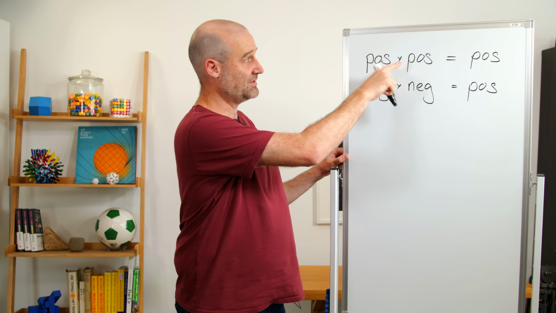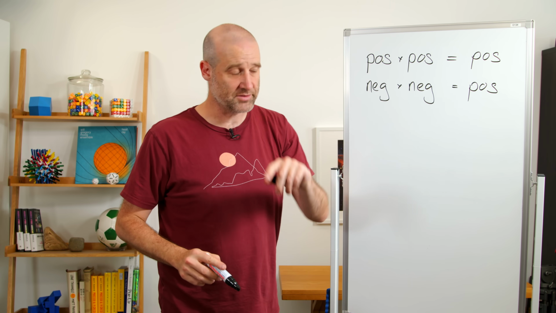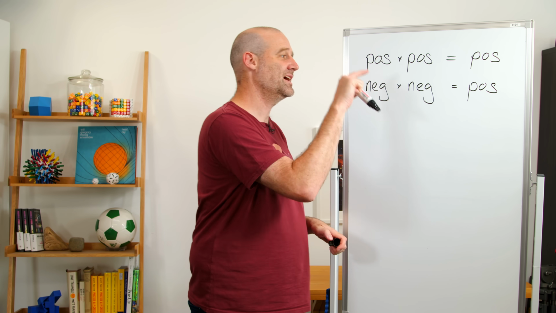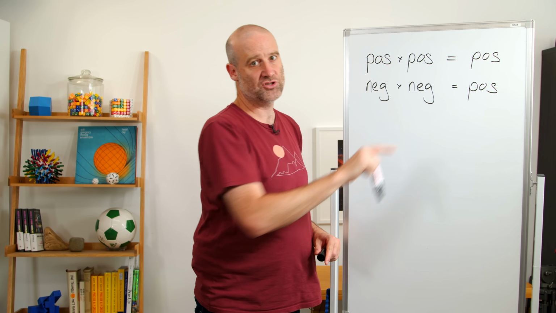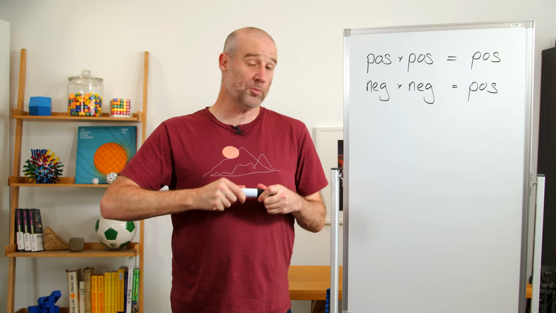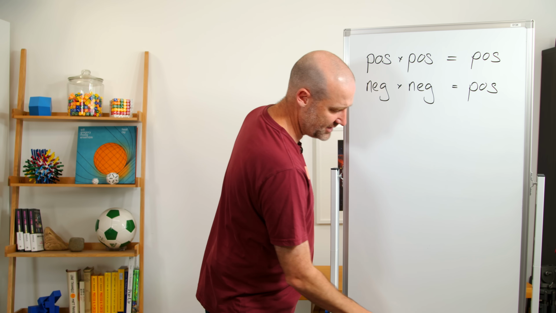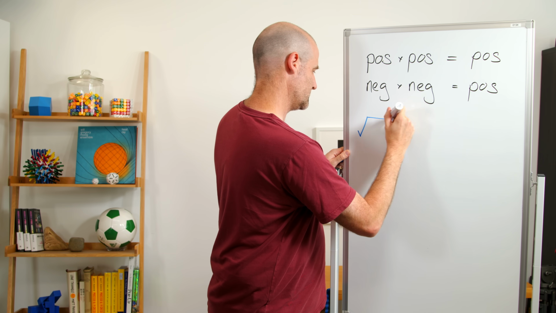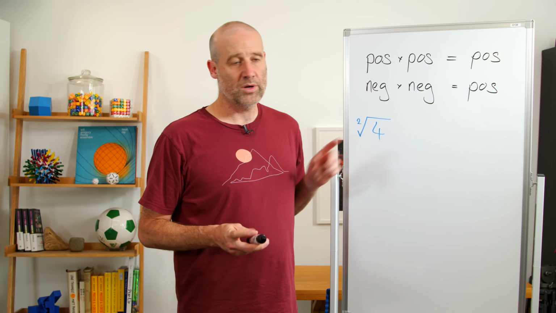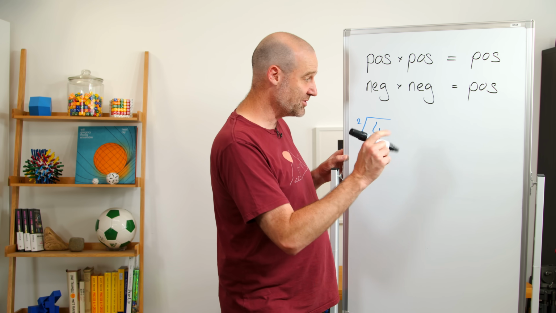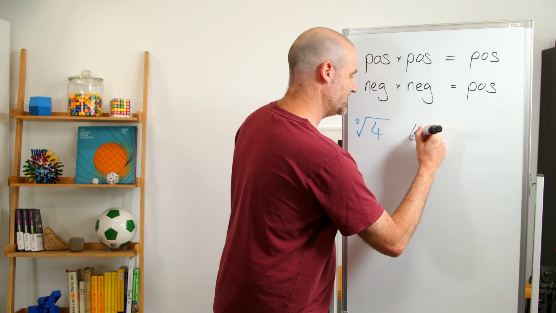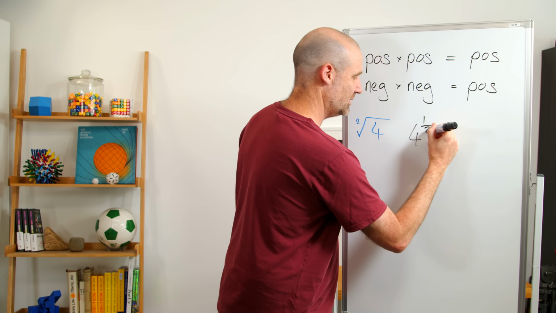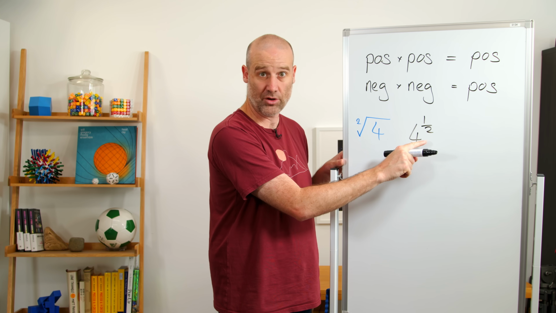both a positive times a positive gives you a positive answer, and a negative times a negative still gives you a positive answer. There are 2 options when you want a positive answer from squaring something, which means when we're looking at the square root of 4, which I'm going to write the fractional way around, that's going to be a theme today. So it's just whatever the root is, 1 over that.